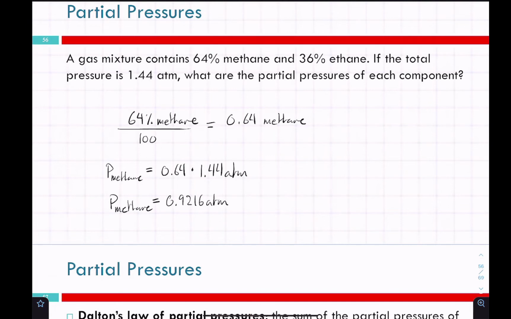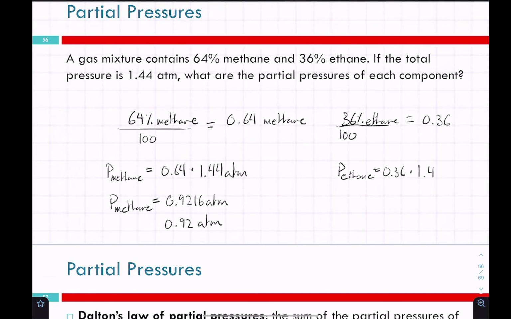And then you could do the same thing for ethane. This is 36% ethane. So that's going to be 0.36. If you understand that dividing it, you're moving the decimal place over, so you're going to get something like 0.36. You don't have to write out the dividing by 100, but you do need to convert it. If this question was on an exam, you would have to use the correct number of sig figs, right? So it would be 0.92.